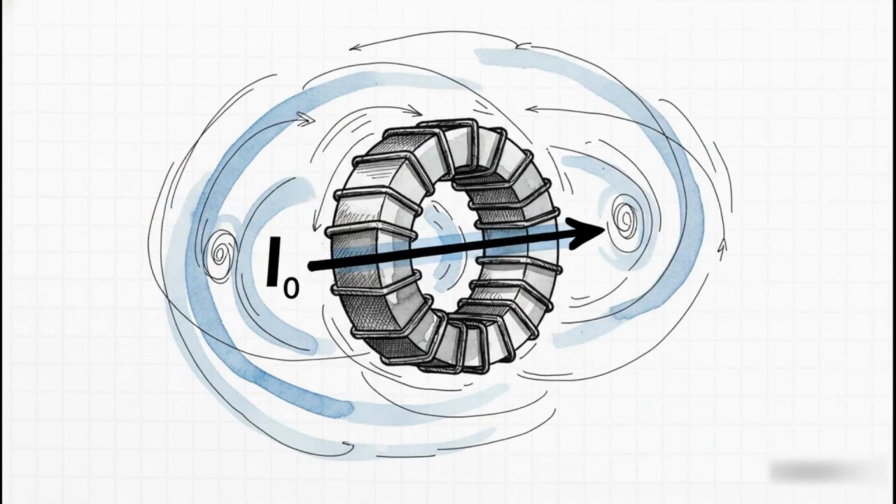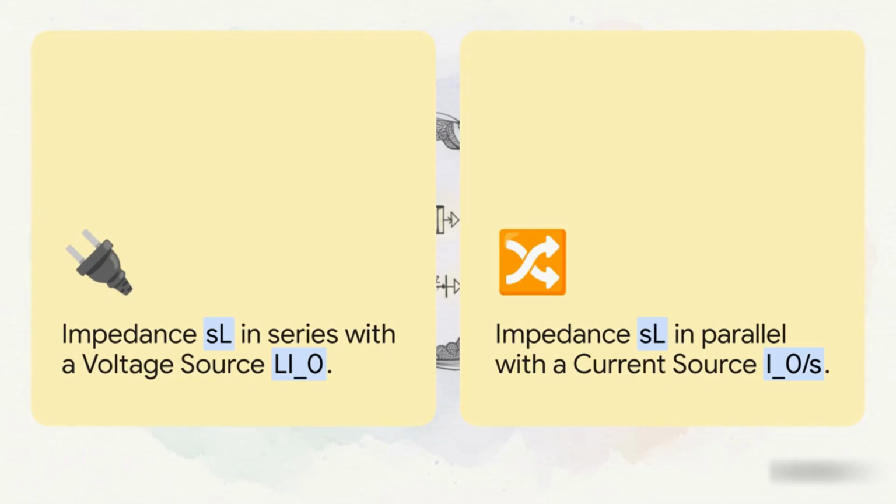All right, now for the inductor. This is where things get really cool. Inductors store energy, right? So it might have some initial current already flowing through it when we start looking at the circuit. We'll call that I0. And check this out. This is how we handle that stored energy. In the S domain, the inductor becomes something called an impedance, which is S times L. You can just think of it as a fancy kind of resistance.